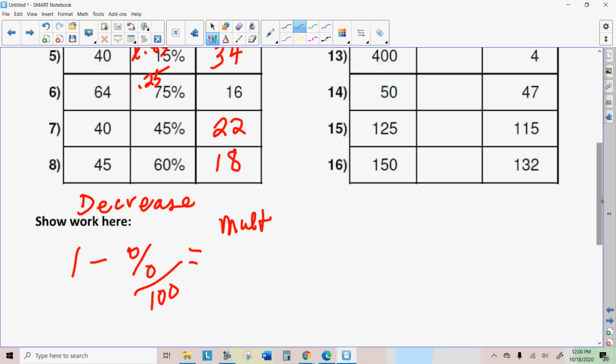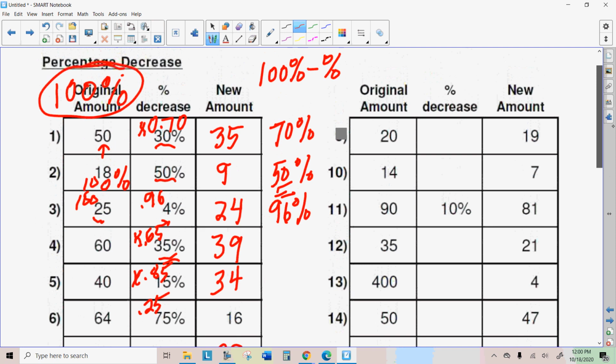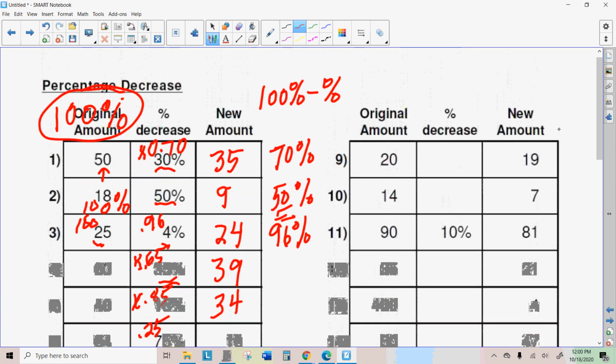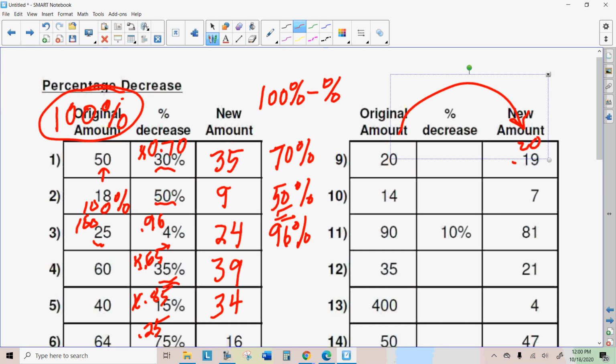All right, now what if we're just trying to figure out what percent our decrease is? Again, we got to figure out how much we've dropped. So we're going to do 20 minus 19 here, which is 1. We've gone down 1. 1 is my part. My original is the whole. So I'm going to do 1 divided by 20, which is 0.05, which then move the decimal over 2 places. That's a 5% decrease. Okay.